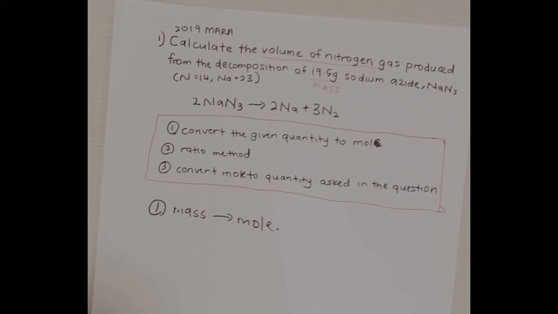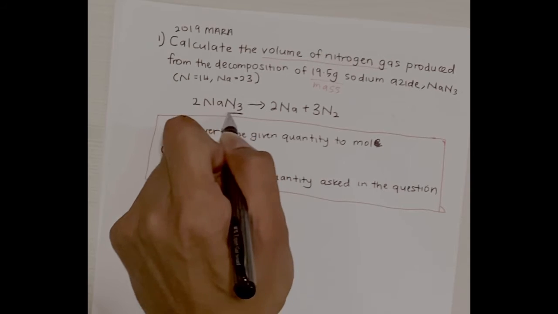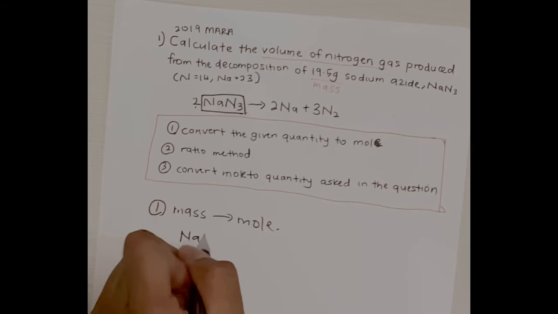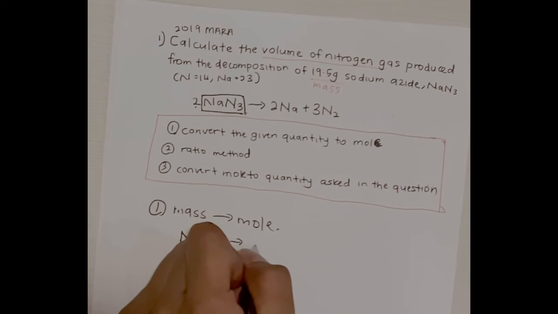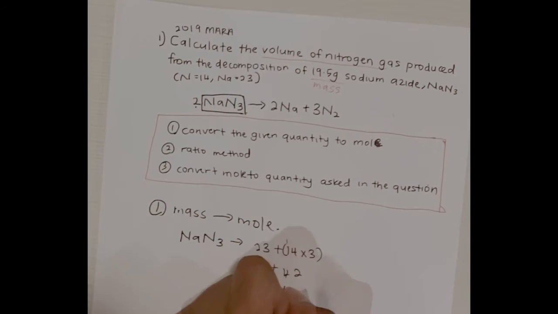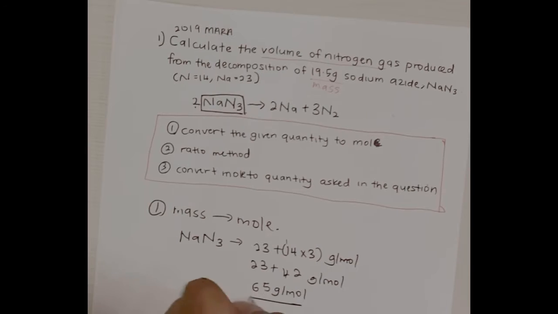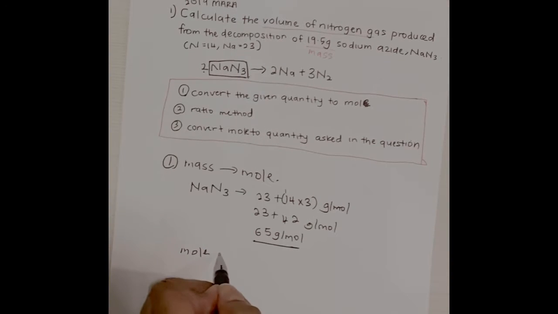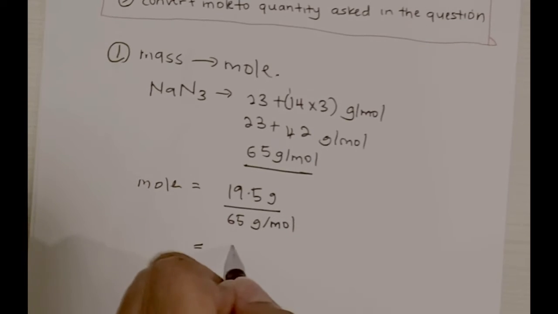Always remember, when you're calculating the molecular weight, take the compound by itself. Do not take the number in front. NaN3, which is 23 plus 42, 65 gram per mole. Okay. Now this is the molecular weight. Weight given is 19.5. So moles is equal to 19.5 gram divided by 65 gram per mole. You get 0.3 mole.